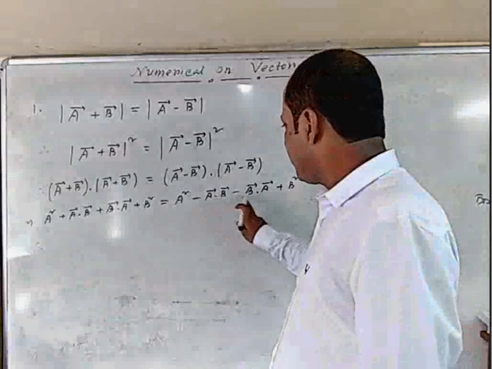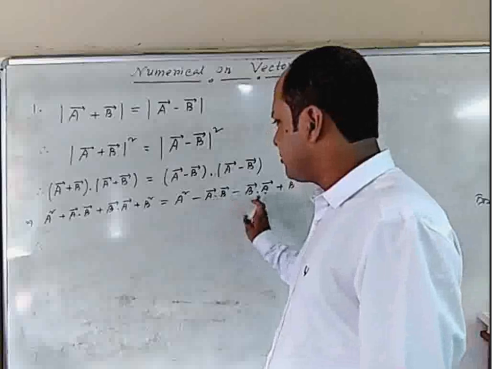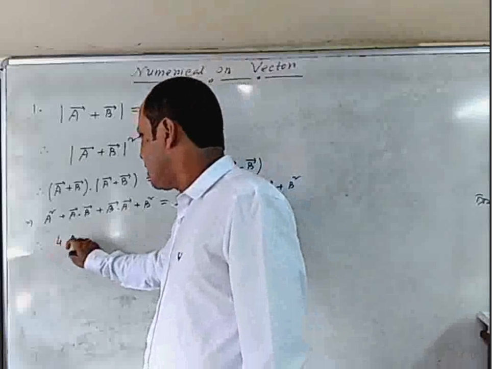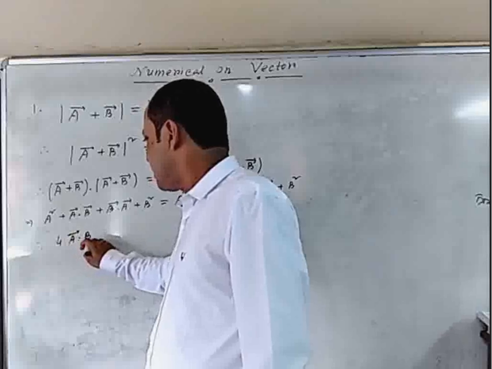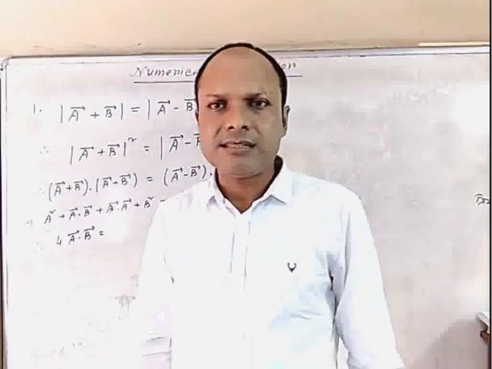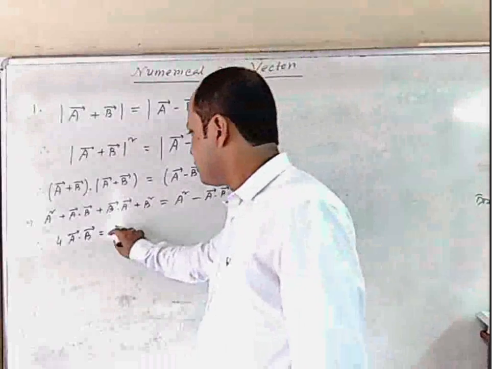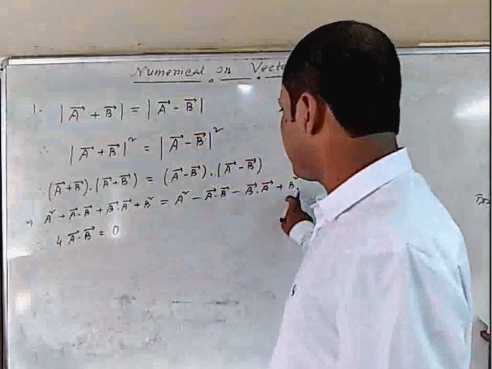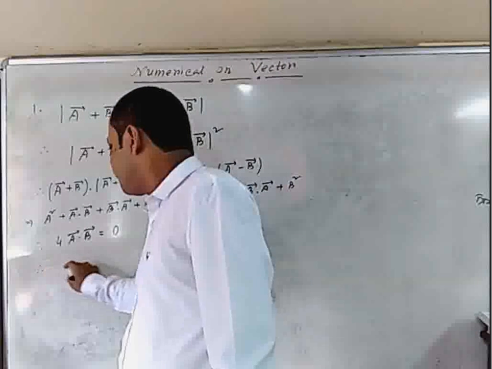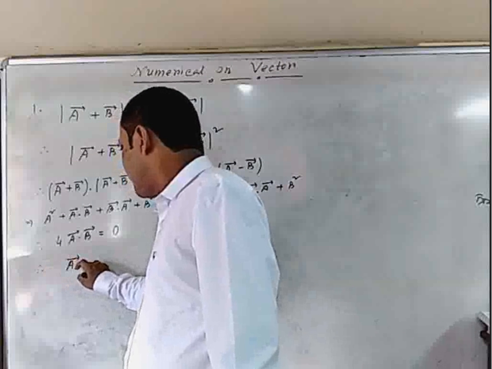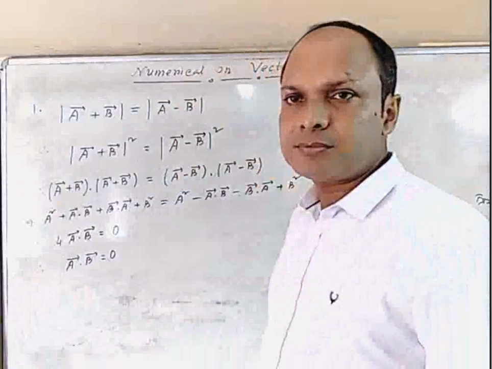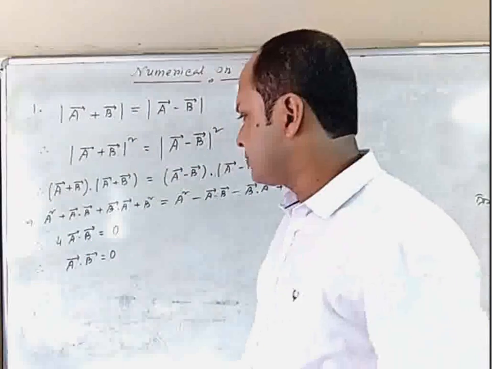Vector A dot vector B and vector B dot vector A, again you can add them. If I add all these, I can write like this. This is equal to 0. B square will cancel out. A square will cancel out. So, therefore, vector A dot vector B equal to 0.